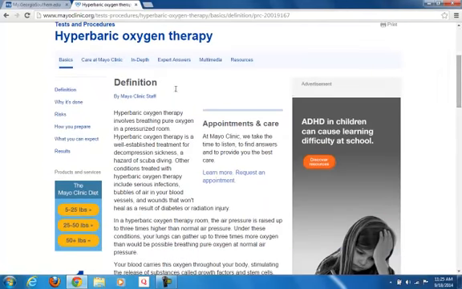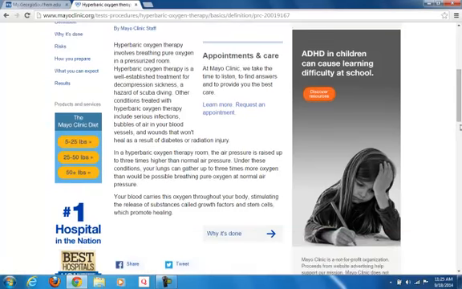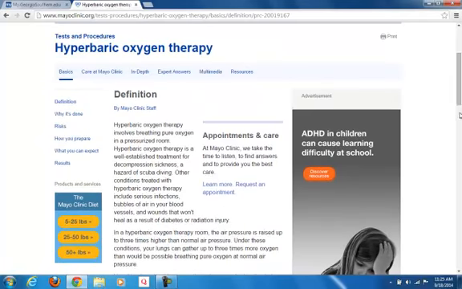Here they go. The definition: hyperbaric oxygen therapy involves breathing pure oxygen in a pressurized room, which would be the hyperbaric chamber. So they use it for scuba diving, serious infections, bubbles of air in your blood vessels, and wounds that won't heal as a result of diabetes or radiation. So now I got a little bit of stuff from here. I like the definition, and I like the fact that it's from the Mayo Clinic.